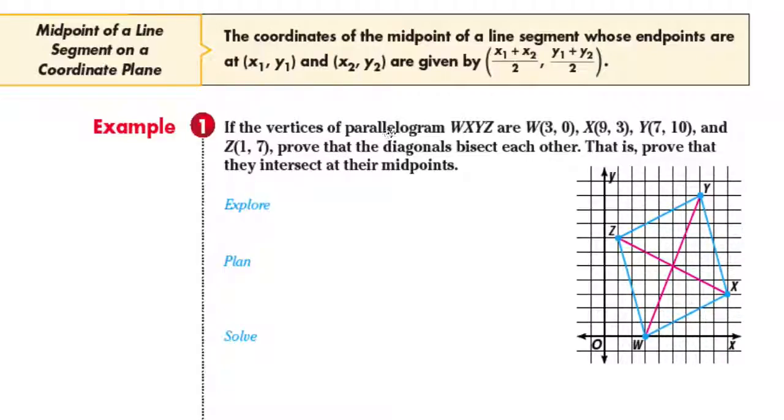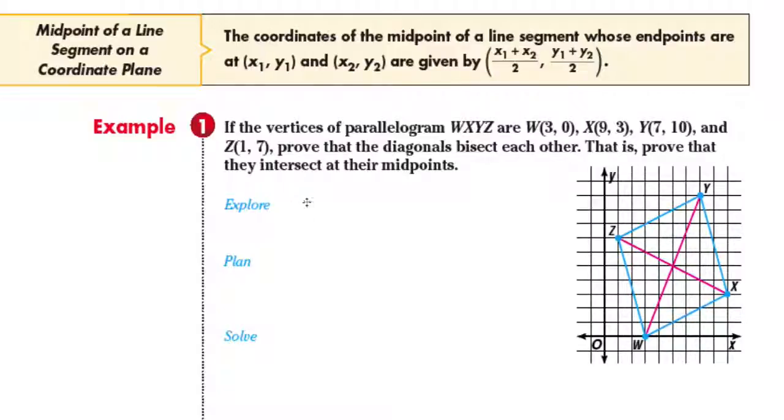If the vertices of a parallelogram WXYZ are W(3, 0), X(9, 3), Y(7, 10), and Z(1, 7), prove that the diagonals bisect each other. That is, prove that they intersect at their midpoints. Remember, in 6th grade we talked about bisecting line segments. When you say bisect, a line bisects the segment at its midpoint. So we want to prove that they intersect at their midpoints.